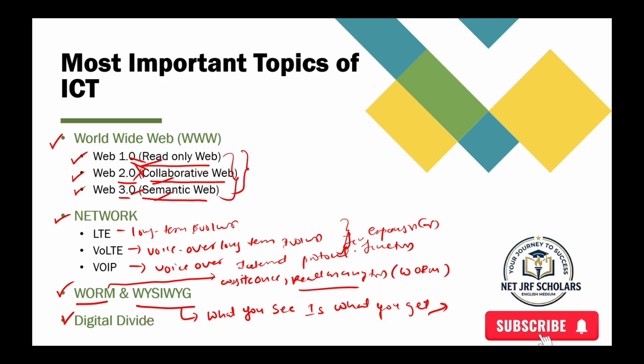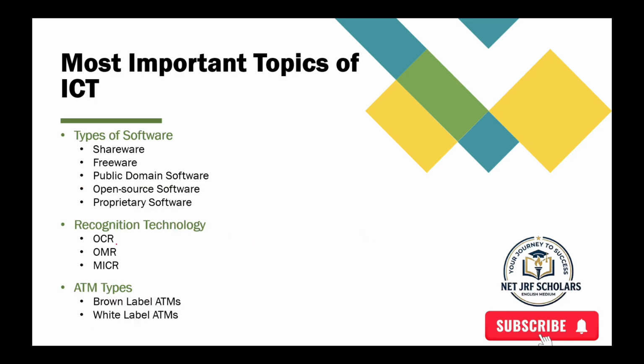And there is a concept called digital divide, where there is a regional disparity in access to information technology. It is called digital divide. And we have many types of softwares: shareware, freeware, public domain software, open source software, proprietary software. Out of which proprietary software is very important. They usually ask open source software and shareware. Please read on these three software types.